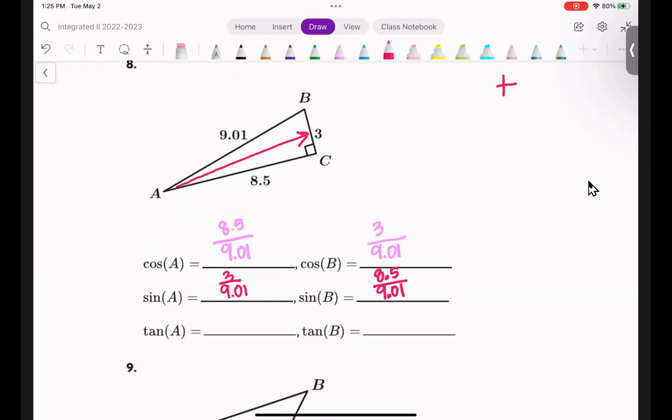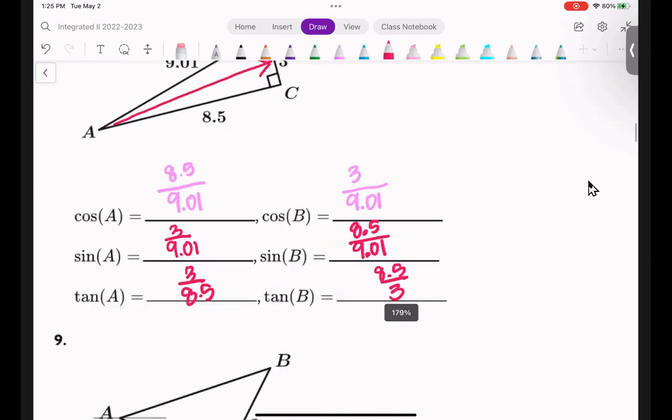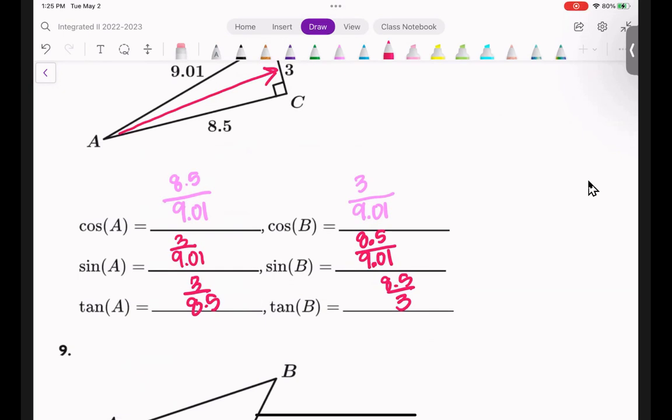Very good. All right, tangent of A, someone said was 3 over 8.5, and tangent of B, someone else said was 8.5 over 3. This is not something that I will say is going to make a ton of sense right now. Right now, you are just practicing how to interact with sine and cosine and tangent. Very good. Keep practicing.